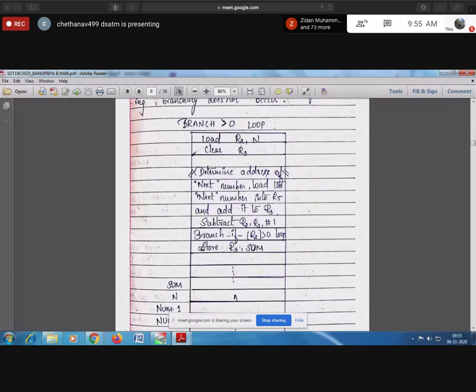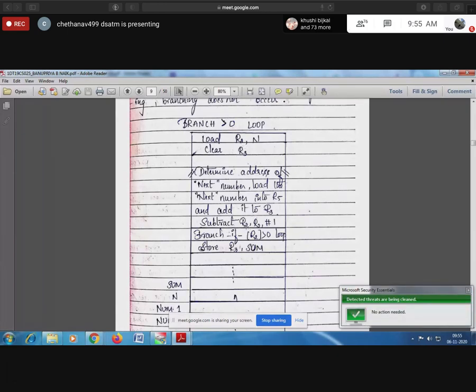Suppose 10 numbers. So what I should do? I'm just going to check each and every time whether my R2 is greater than 0 or not. So first n is equal to 10. So I will take the 10th number and I'll add it. Next I'll take the ninth element. Next I'll take the eighth element. Each time I'm going to check the condition whether my R2 is greater than 0.